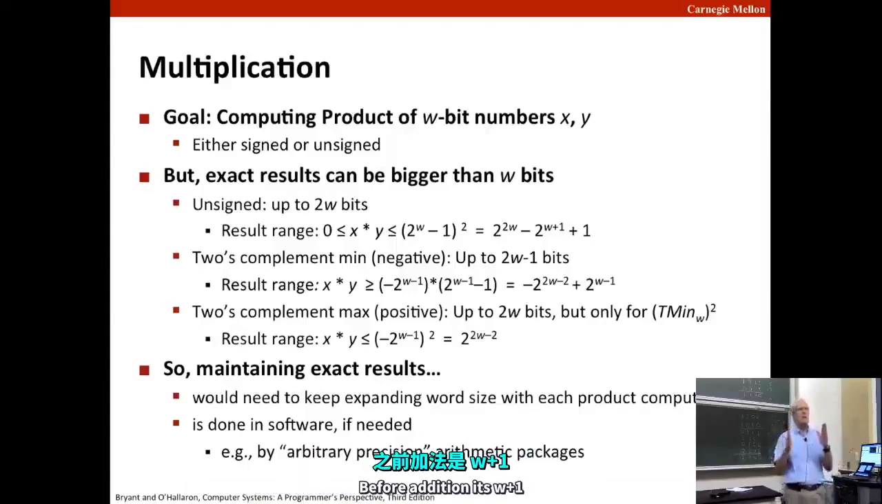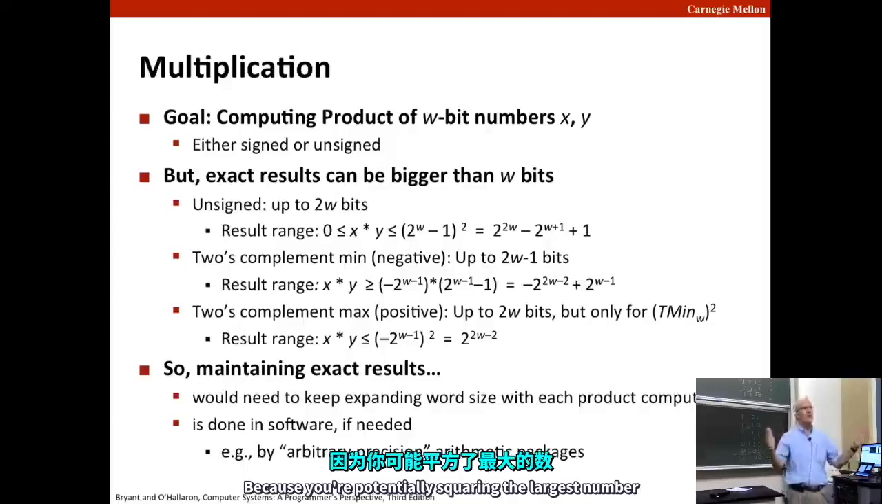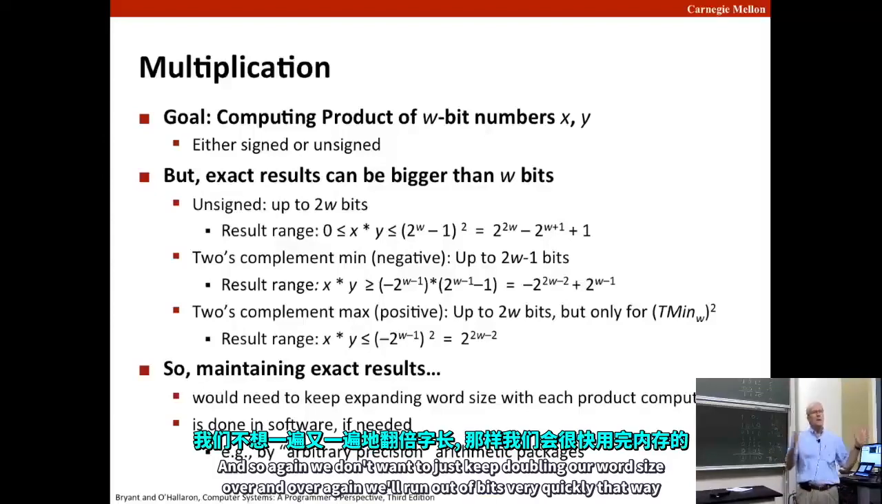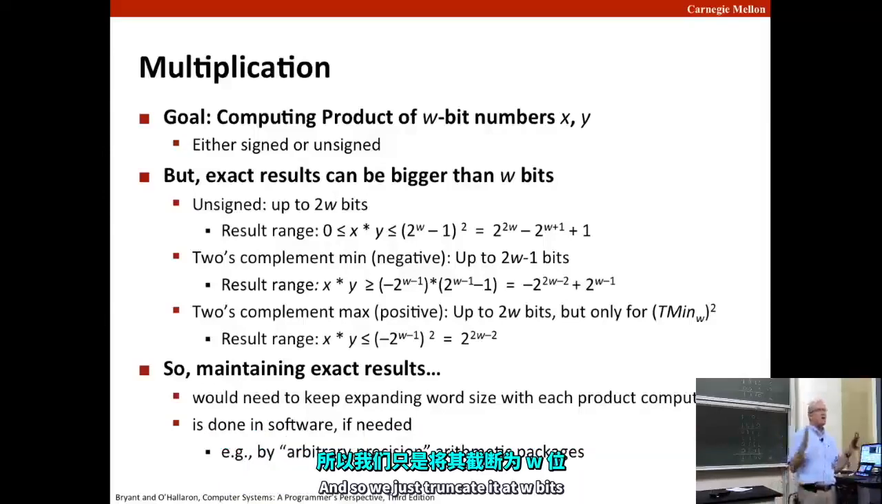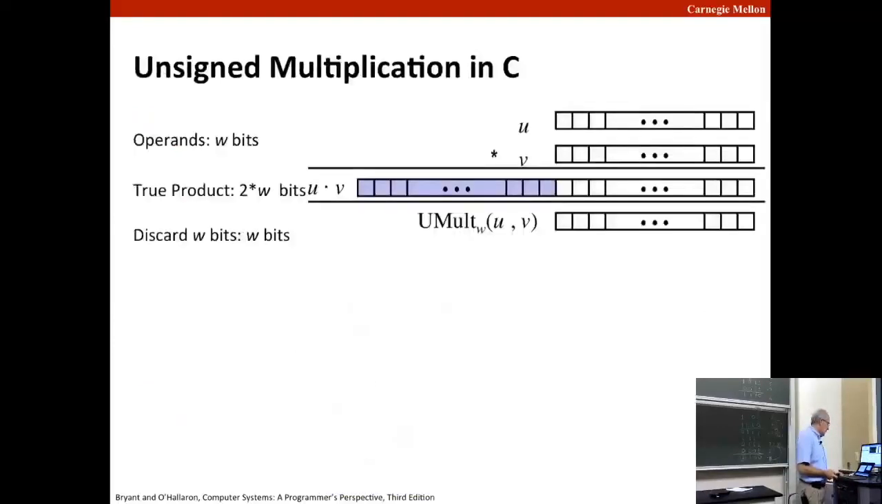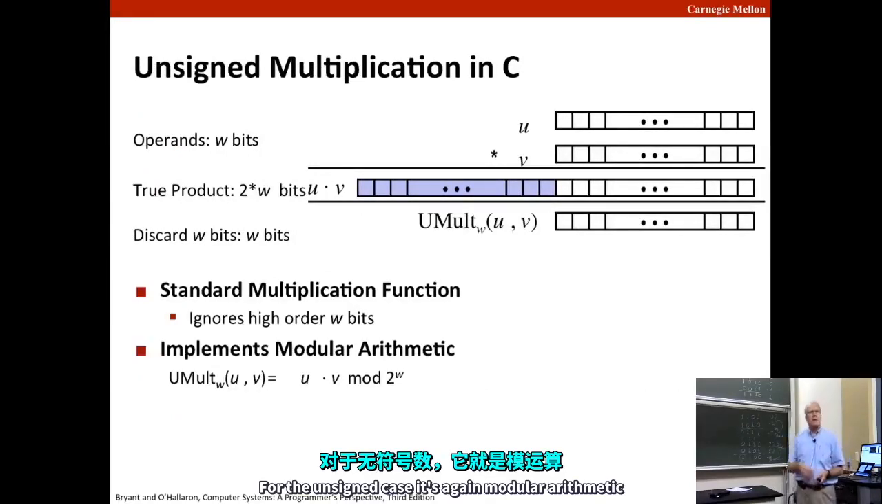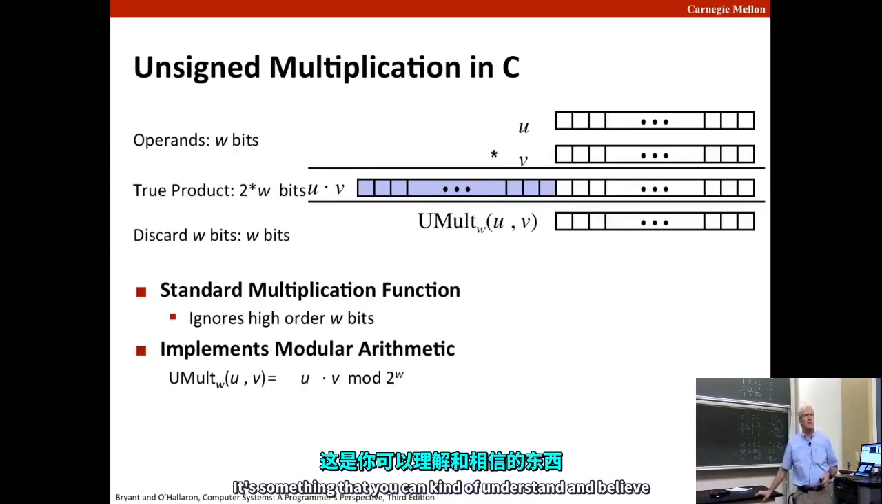Before addition, it's W plus 1. Multiplication, you actually have to double because you're potentially squaring the largest number. And so, again, we don't want to just keep doubling our word size over and over again. We'll run out of bits very quickly that way. And so we just truncate it at W bits. And for the unsigned case, it's again modular arithmetic. It's something that you can kind of understand and believe.